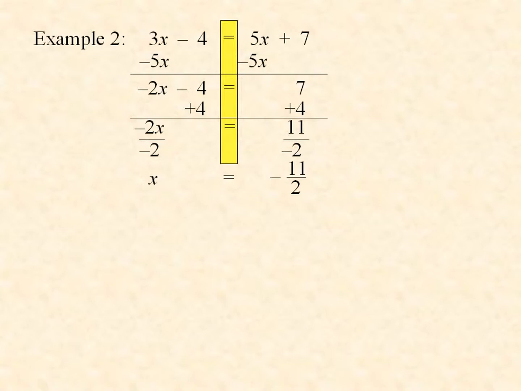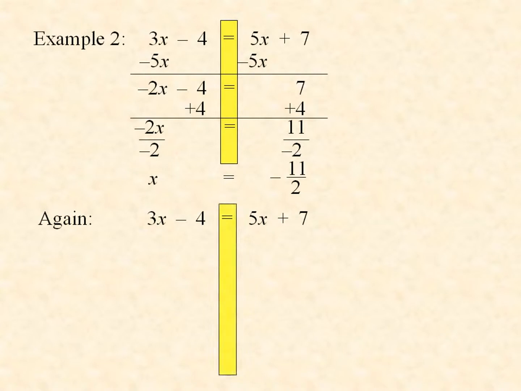Notice this time we did not multiply both sides by negative 1. We could have done that, but it doesn't really matter. We're going to work this problem again. This time we're going to get rid of the 3x on the left. To do so, we add negative 3x to both sides. That leaves us negative 4 equals 2x plus 7.